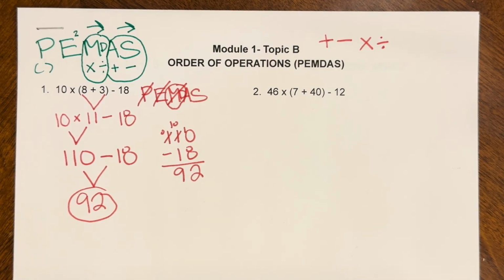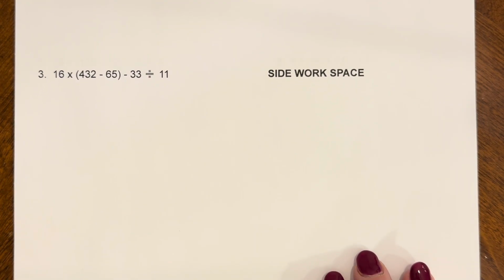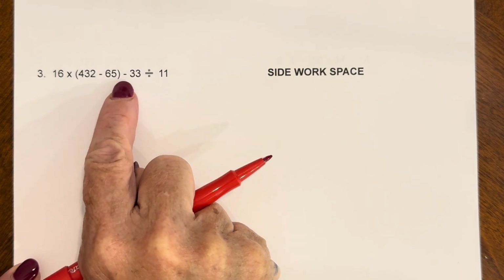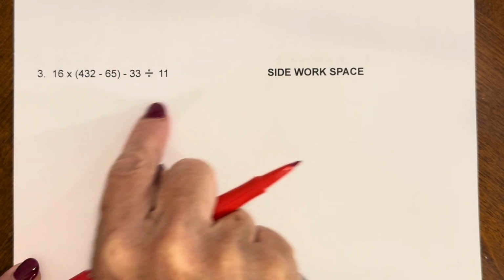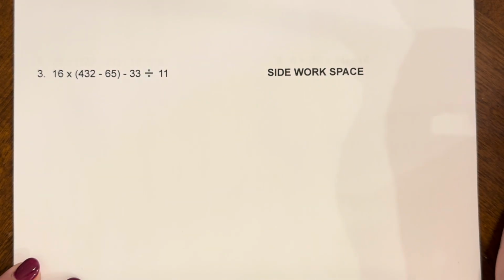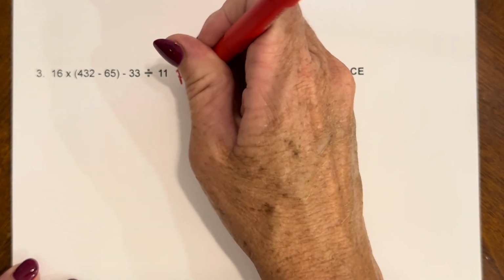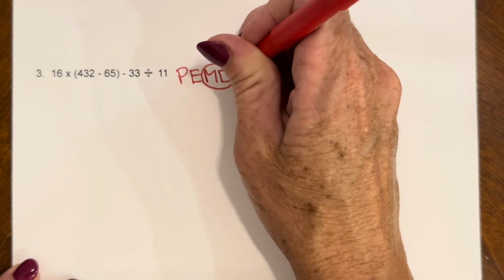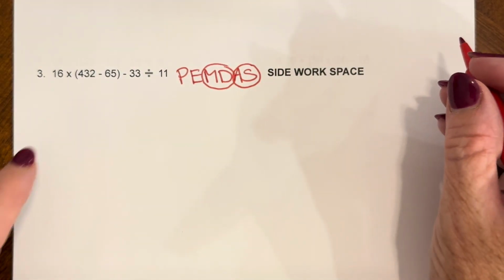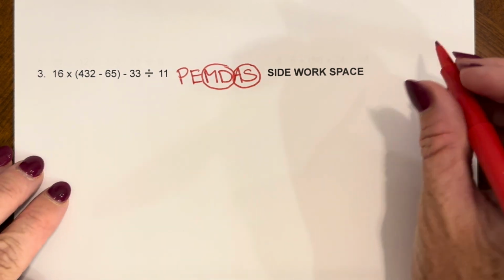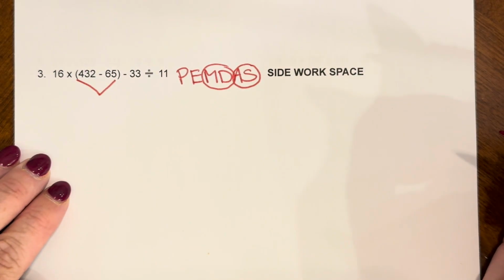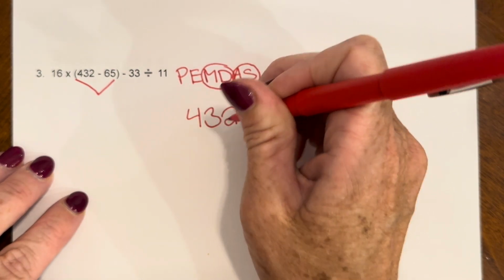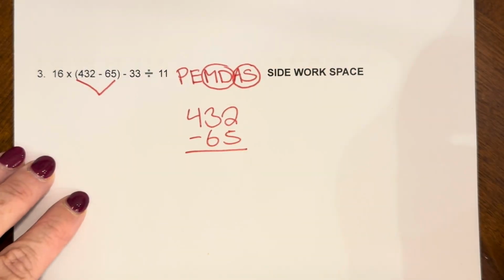Okay, I'm going to skip number 2, and I'm going to go on to number 3. Again, when I see number 3, I see multiplication, subtraction, and division. So I know this is an order of operations problem because of the multiple operations. I'm going to start with my PEMDAS and circle my pairs. Do I have any parentheses? I do, right here. 432 subtract 65. I'm going to work that out because I do not want to solve that in my head.